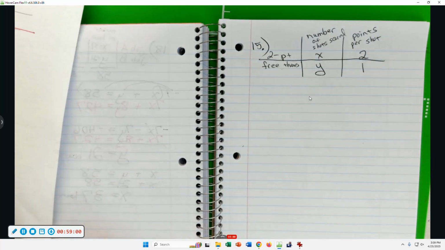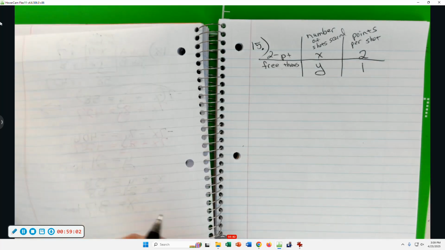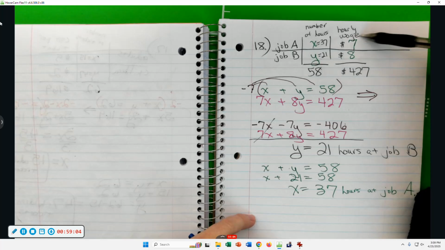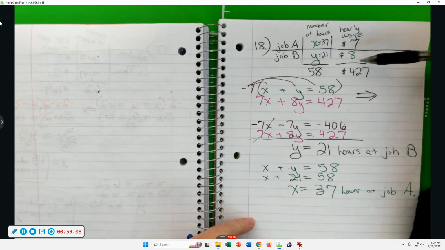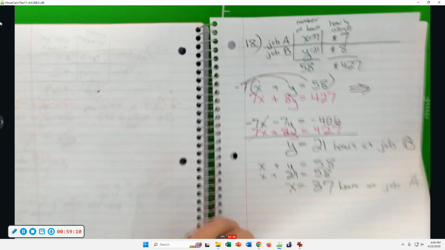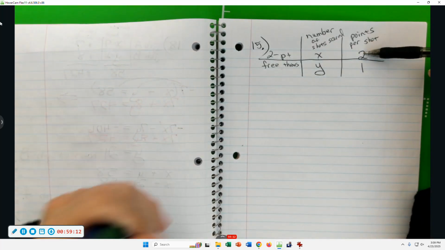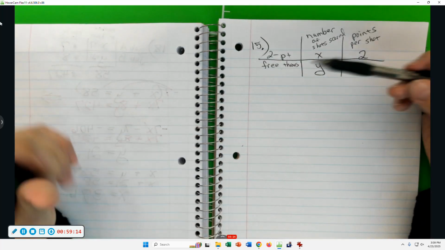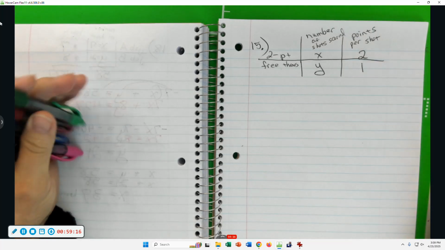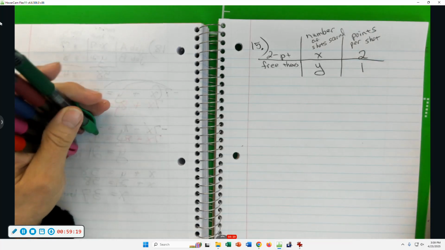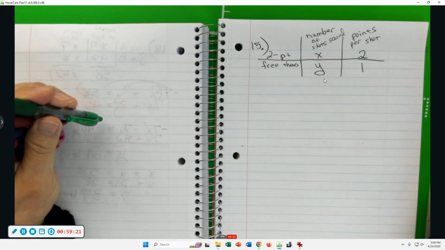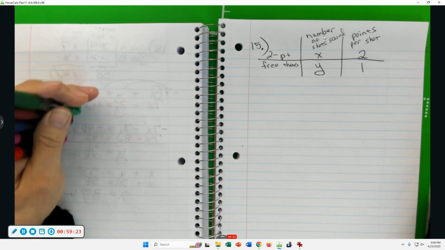Just like over here, where we're dealing with dollar amounts, 1 hour, he was paid $7. 1 hour, he was paid $8. Here, 1 2-point shot was worth 2 points. 1 free throw was worth 1 point. We need some totals. We have to come up with the equation, something equals. So we better have some totals.